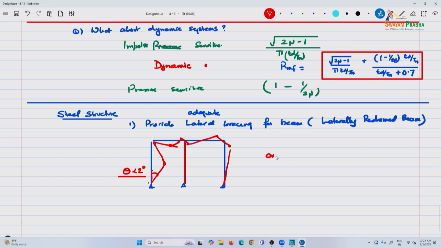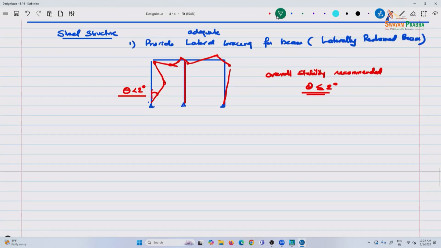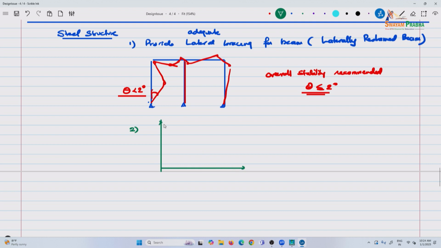So, for overall stability, the recommended theta is less than or equal to 2 degrees. This was another point that was raised by Muthuraja, and there was a discussion about it for concrete structures. It's valid for steel. Yesterday's very nice talk. For steel structures also, it is especially valid where your modulus does not change.